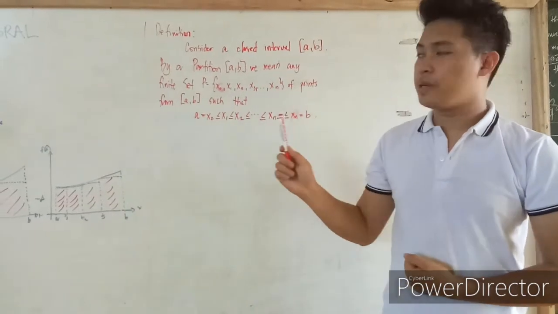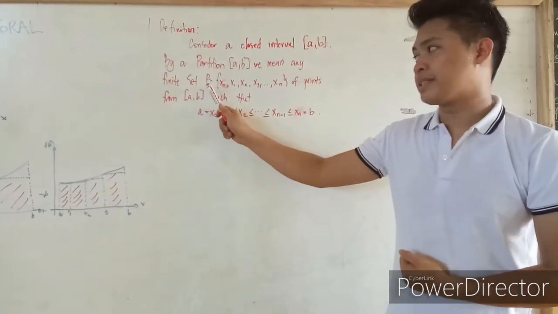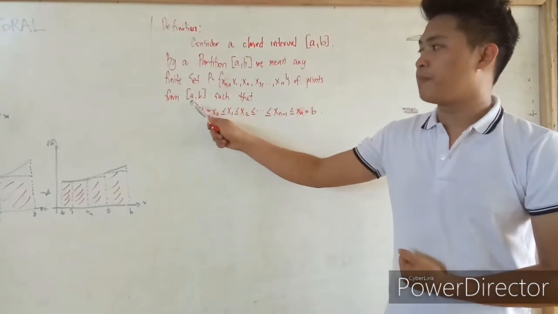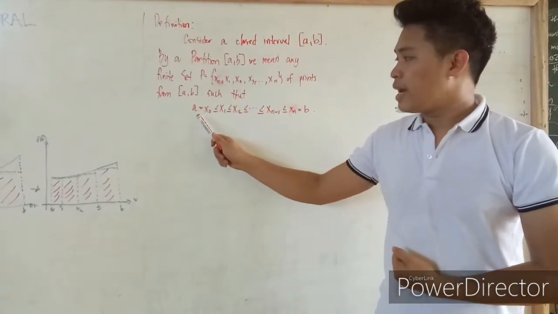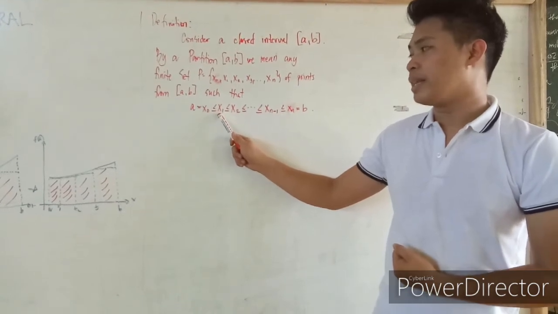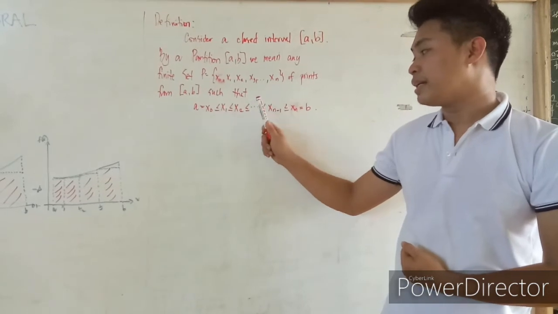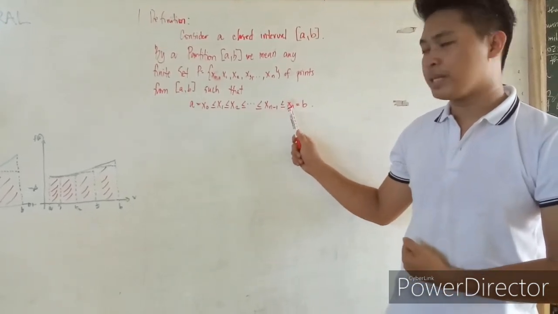By a partition of [a, b], we mean any finite set, let's say P, that contains points from the closed interval [a, b], such that a is equal to x sub 0, which is less than or equal to x sub 1, and this is less than or equal to x sub 2, and so on, less than or equal to x sub n, where x sub n is equal to b.